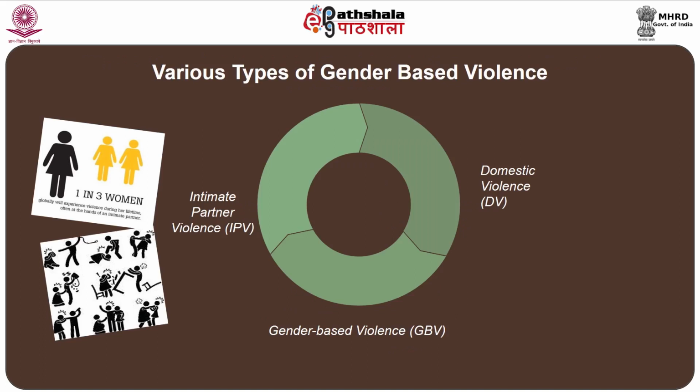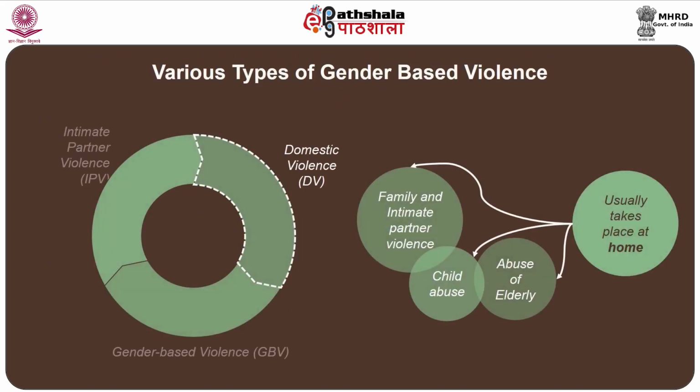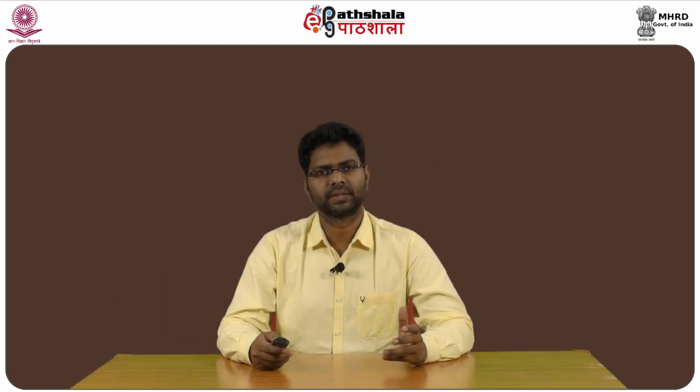The one is domestic violence, then intimate partner violence. Domestic violence is basically the violence committed by any of the family members towards either the male or female sex. Intimate partner violence is the violence committed by the life partner or spouse, one spouse towards another spouse.